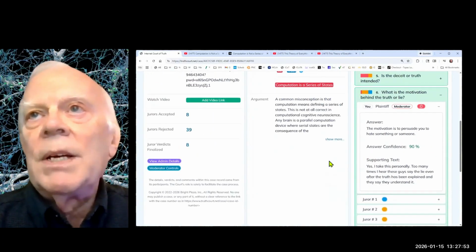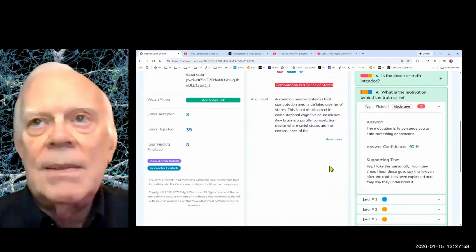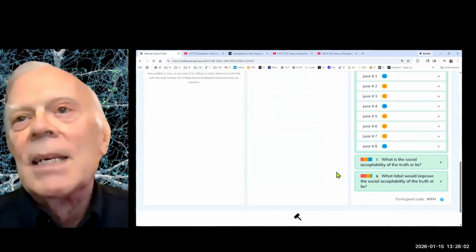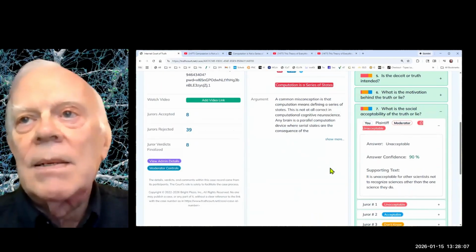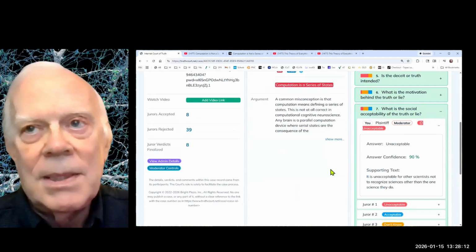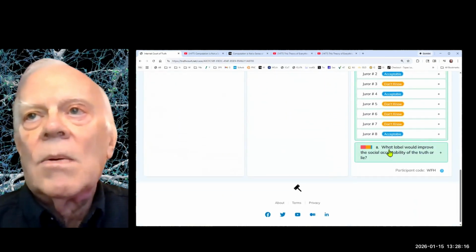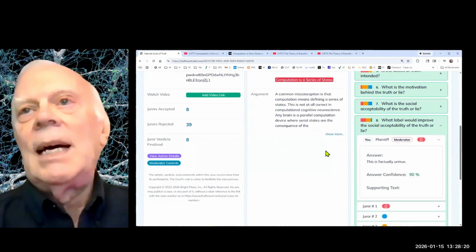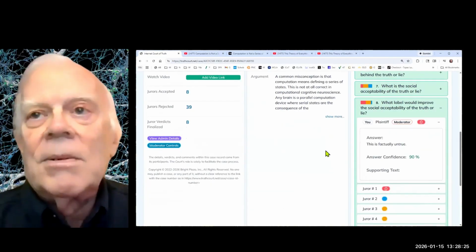What is the motivation behind the truth or lie? The motivation is to persuade you to hate someone or something, namely us. What's the social acceptability of the truth or a lie? It's not acceptable for other scientists not to recognize sciences other than the science that they do. What label would improve the social acceptability of the truth or lie? I just said this is factually untrue.